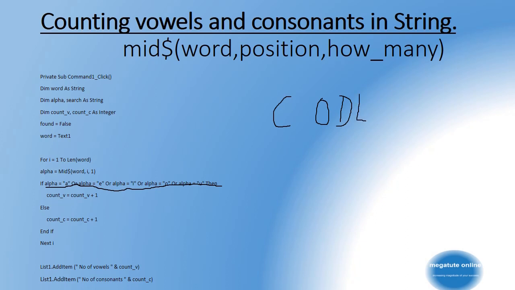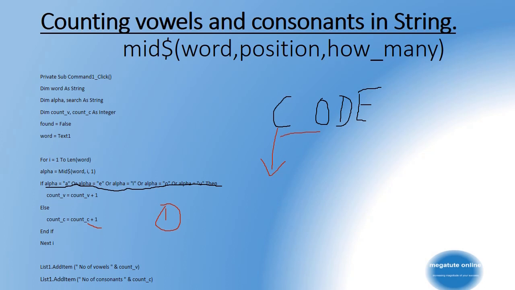Now what it is going to pull out, just like the previous example, is the first alphabet, C. Now C does not match with A, E, I, O, U. It's none of the vowels. So the consonant count variable will increase. So this will become 1.